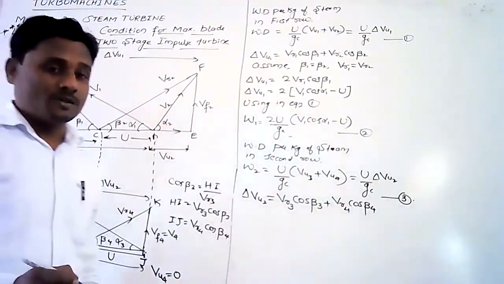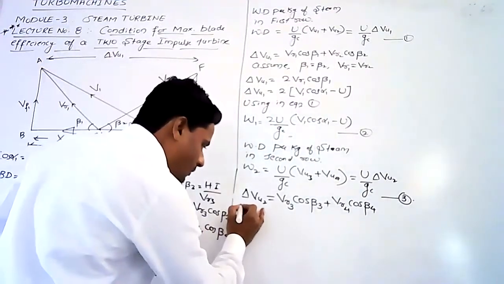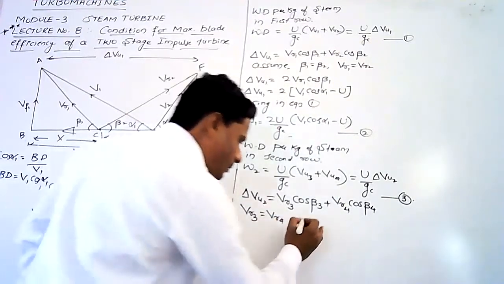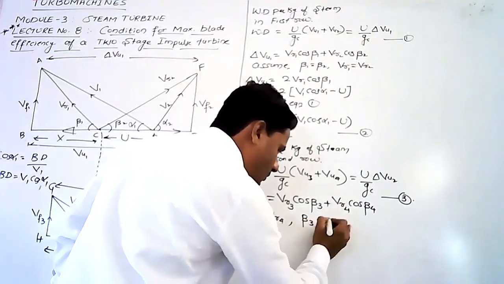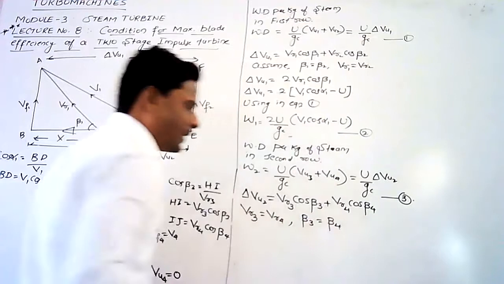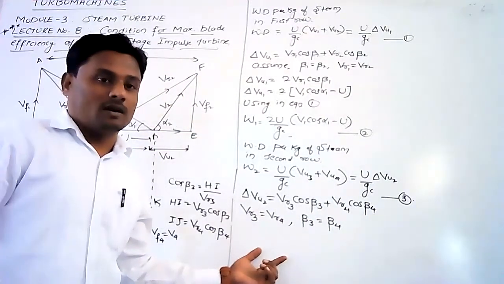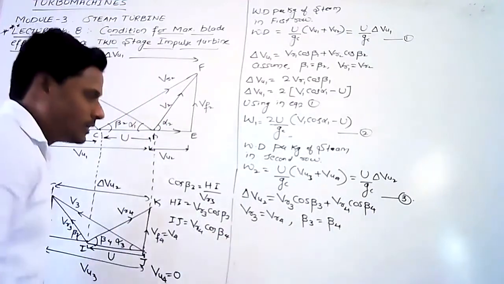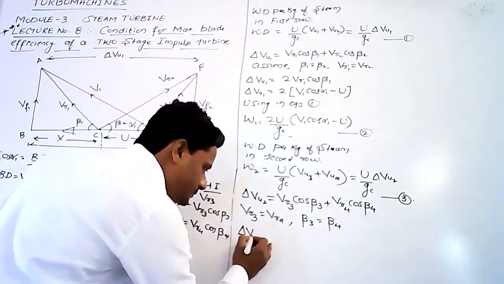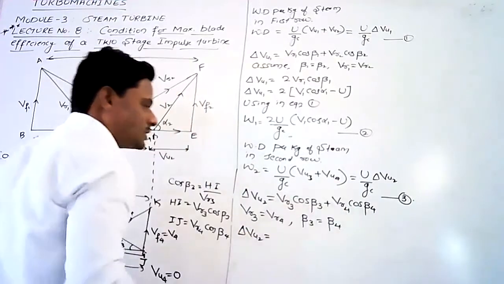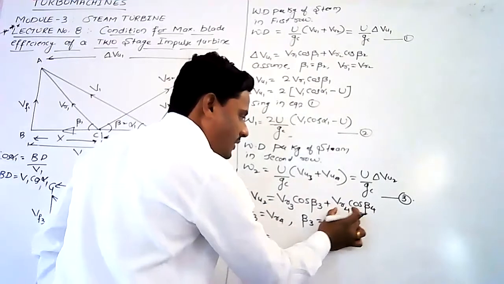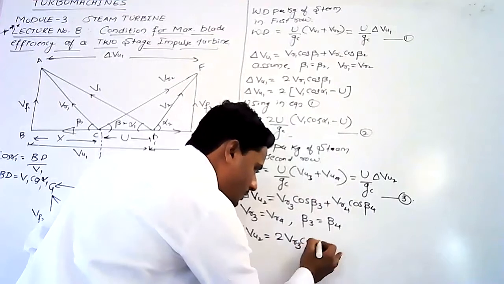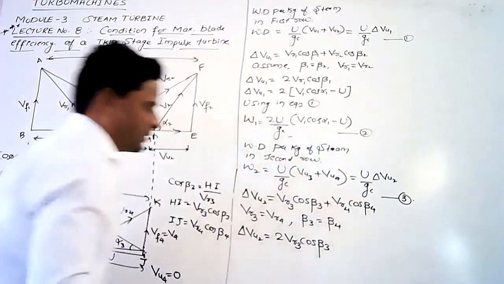Now, while doing the assumptions, we have seen that VR3 is equal to VR4, and similarly beta 3 is equal to beta 4. The blades are equiangular, and if we ignore any kind of frictional losses, then we can say VR3 equals VR4 here. So now delta VU2 equals VR3 cos beta 3 plus VR3 cos beta 3, so 2 times VR3 cos beta 3 here.